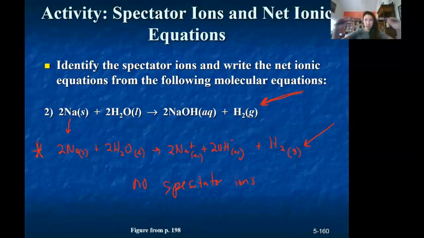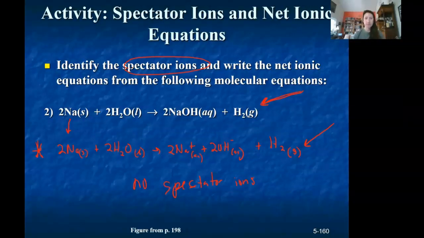That's why we go through the 3 steps. First, you write the molecular equation. Then you break everything up that says AQ. Then you cross everything off that's exactly the same, right? The ones you crossed off, those are your spectators. We couldn't cross anything off here, so that means we have no spectator ions. All right, any questions about this?